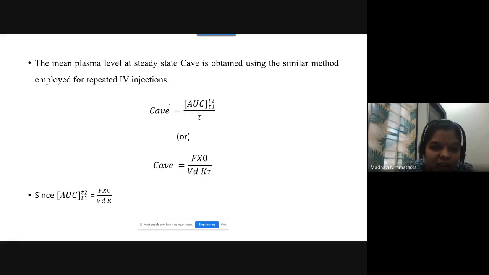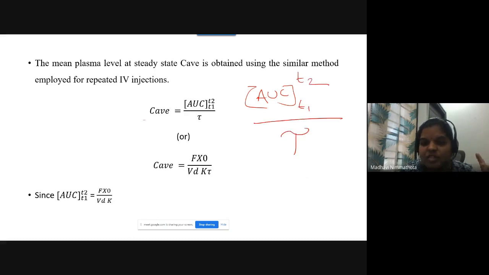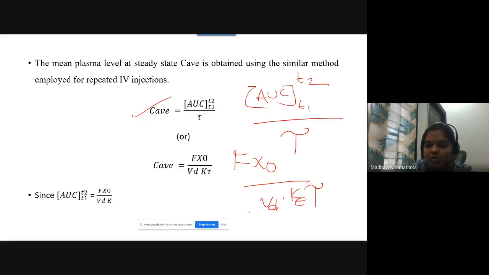Then you can calculate C average. So I already told you, in case of IV injections, you take AUC into consideration: AUC t1 to t2, which will be divided by the dosing interval. So you can write this equation or you can write this equation. Instead of writing AUC t1 to t2, f x naught divides with Vd into Ke into tau. Volume of distribution, elimination rate constant, into dosing interval. Why? Because this whole term represents your AUC, area under the curve.